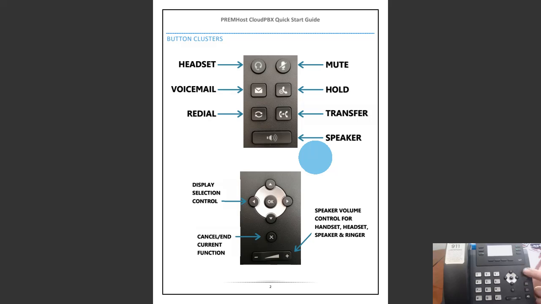And then the last button, the mute button up at the top here, mutes whatever microphone is currently being used for audio. That means if you're on speaker, it mutes the speaker microphone. If you're on the handset, it mutes that. And if you're on a headset, it will mute the microphone on your headset.